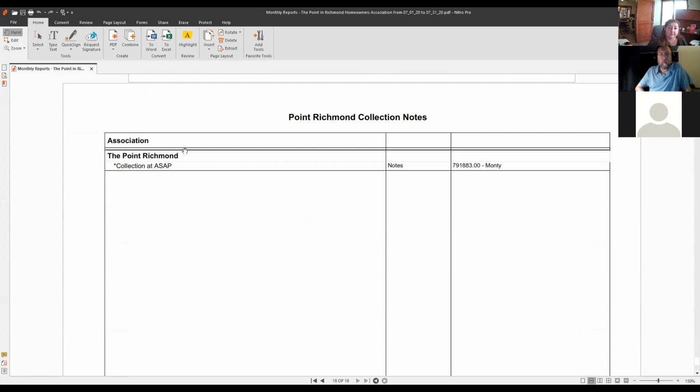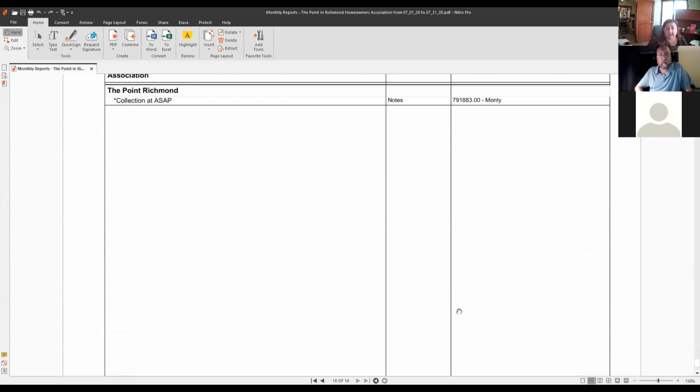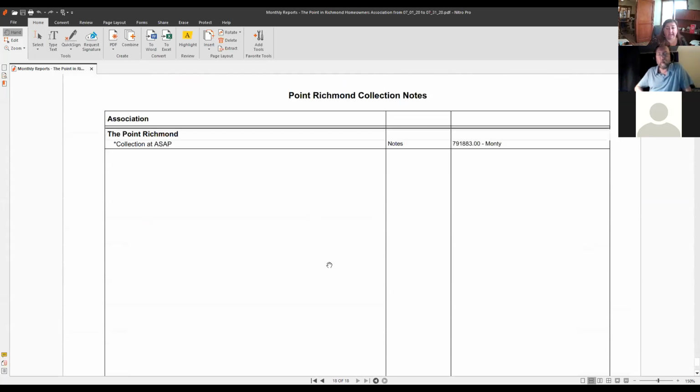Last page. So this is just a little notes that we have, and certainly we also would have a collection report if it was from Allied, because Allied prepares very lovely collection reports with details of the collection. In this case, this owner was previously with ASAP.